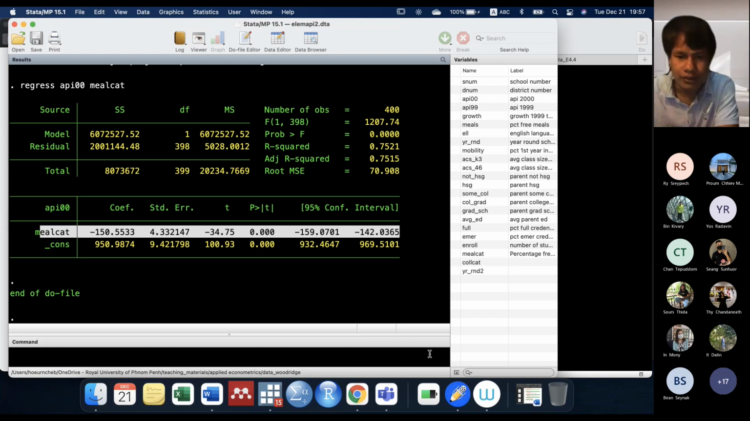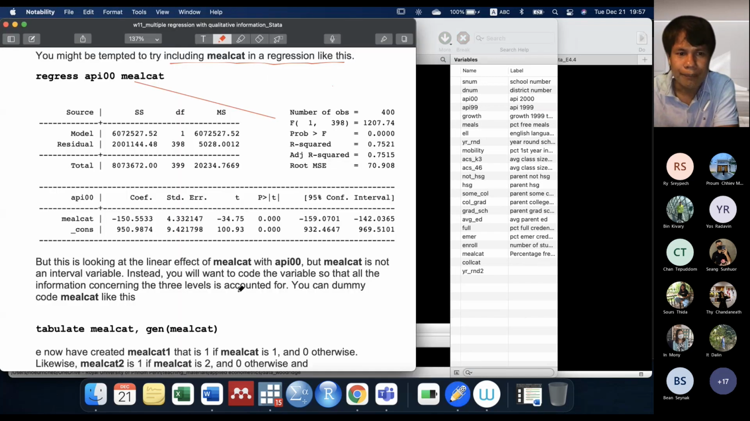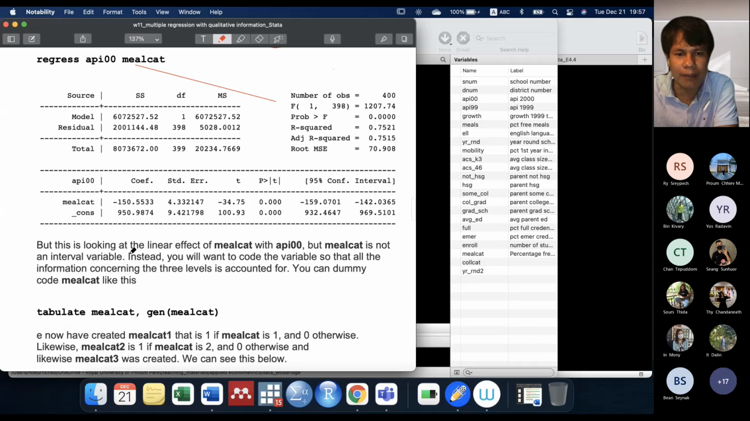So what should we do? Let me get back to the document first. Looking at this linear effect of meerkat with FP00, the meerkat is not an interval variable. It's not a numerical variable. Instead, you want to code the variable so that all the information concerning the 3 levels is accounted for. You can't use meerkat like this; you need to dummy code it.